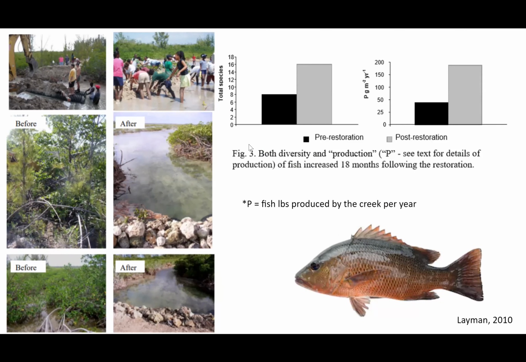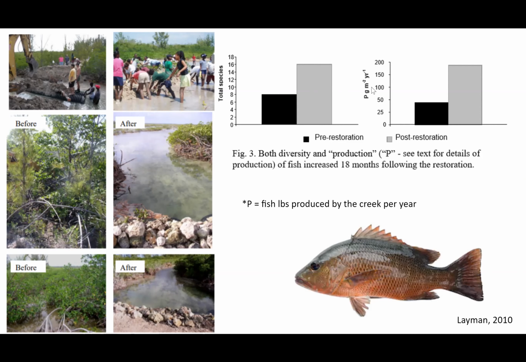We can look at 2 metrics, so species richness or total number of species. As you can see, pre-restoration, there were about 8 species. Post-restoration, there were close to 16 species. So we had about a doubling of species or biodiversity in this area, just by getting rid of the patchiness of the habitat, right? Improving connectivity between habitats, getting rid of that fragmentation.